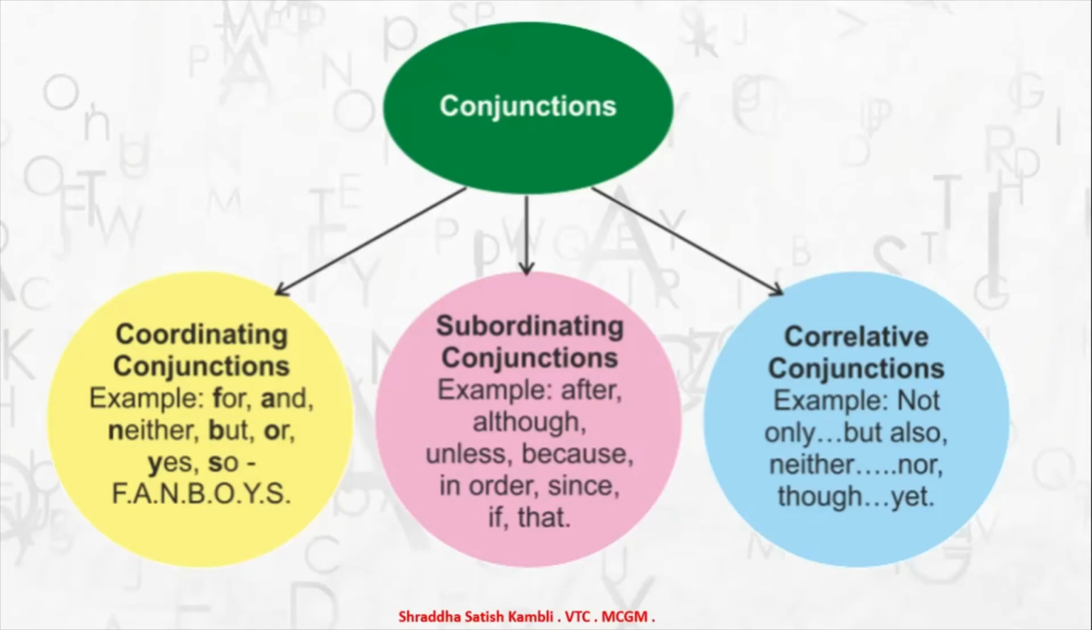So we have already learnt about this. We have already learnt about the correlative conjunctions. Conjunctions which occur in pairs are called correlative conjunctions. So these are the three kinds of conjunctions that we already know of and have learnt about.